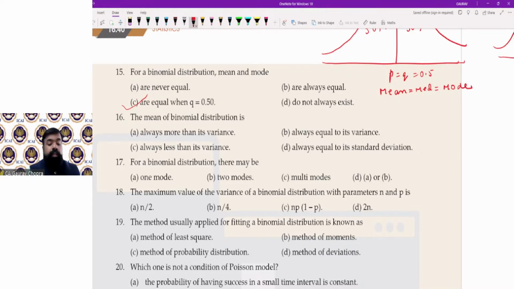16. The mean of binomial distribution. Now, what is the mean of binomial distribution? It is less than or more than or equal to variance. So we know that mean is always more than variance. So option number A. Mean is greater than variance.